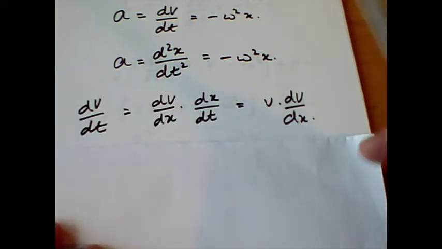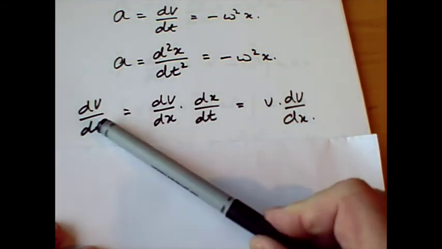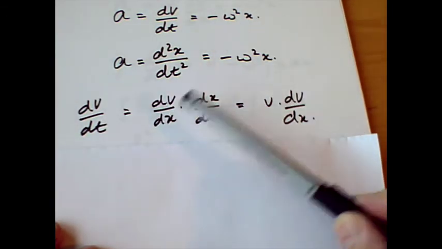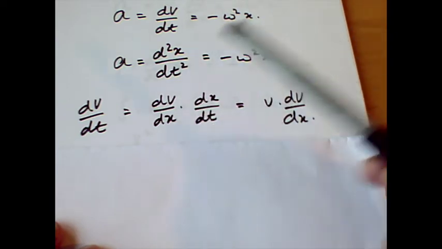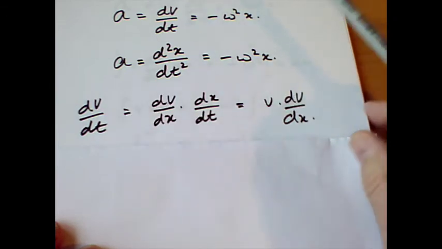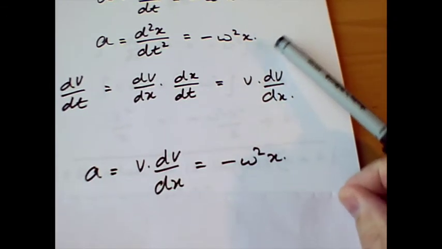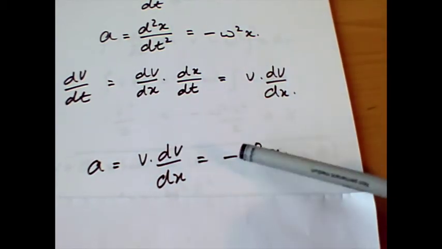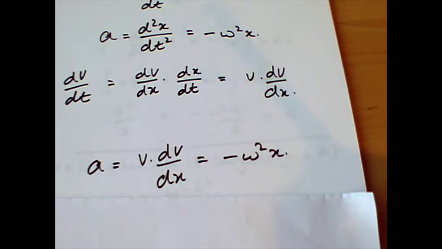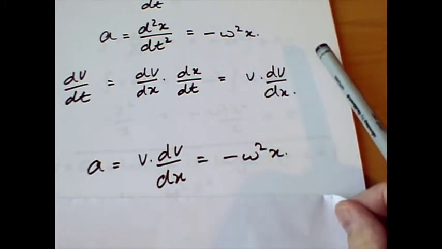So a third way is to go back to dv by dt. We could use the chain rule to write it as dv by dx times dx by dt. We can recognise dx by dt as v, and therefore my dv by dt becomes v dv by dx. Plugging that into our equation, v dv by dx equals minus omega squared x. I've got a first order equation, and it's only got two variables, v and x. That's the place to start, and that's where we'll go.